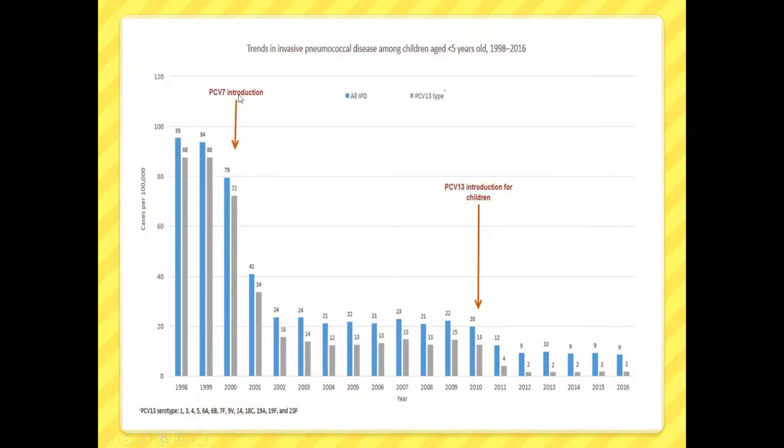So we first had the PCV7 introduced in 2000. You can see we started seeing rapid declines in cases of invasive pneumococcal disease. And then the PCV13 was introduced for children in 2010, and you see we continue this decline in the number of cases in children. So this is a good thing. The problem is that for those of us who are adults now, who were not vaccinated against this, we are still very susceptible to pneumococcal pneumonia.